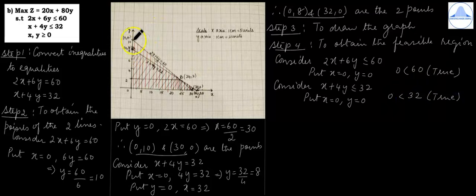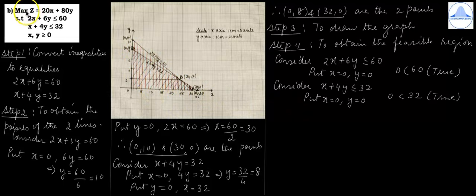So I take the first line 2x plus 6y equal to 60. Because the condition is true, I've used red color and I've shaded towards the origin, that is below the line. Then you take the next line, x plus 4y equal to 32, and again the condition is true. So I've used blue color slanting lines towards the origin. So next you have to find out the common feasible region.